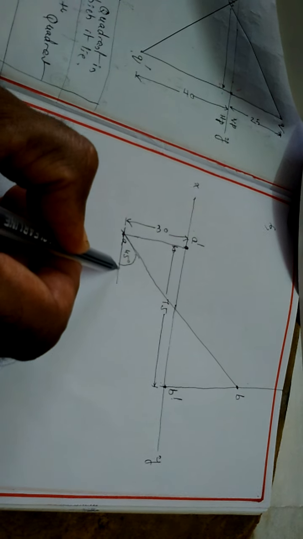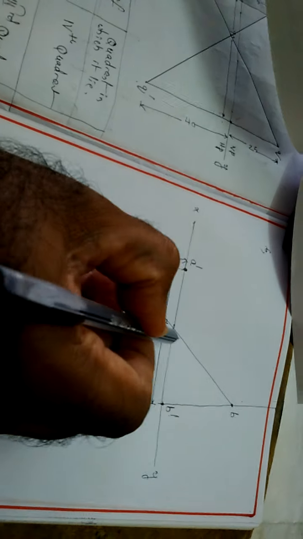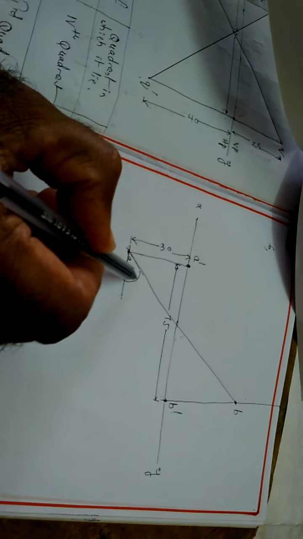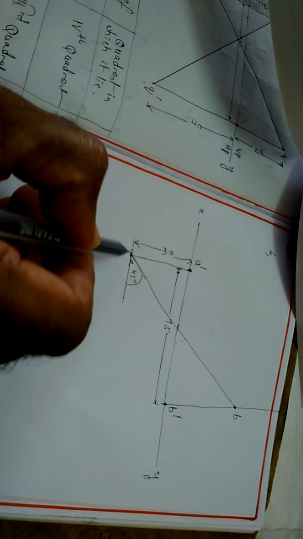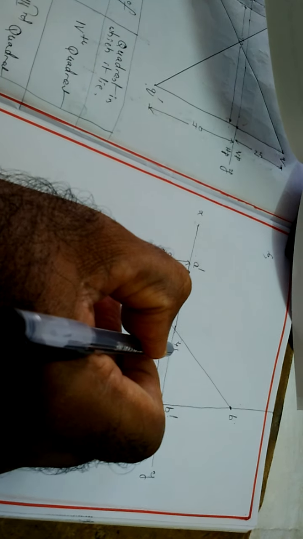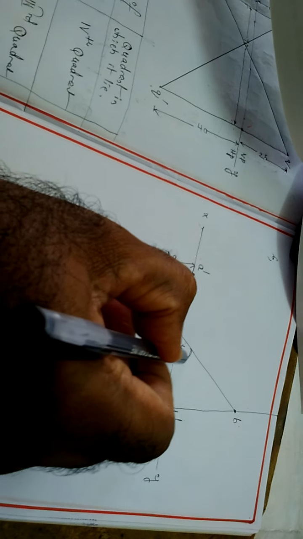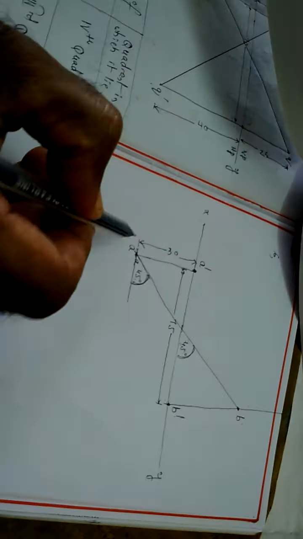Remember that at A you just draw the small line. Why? Because this is parallel to the XY line. An angle of 45 here means the same angle occurs here also. So at A you make an angle of 45 degrees. Why? Because this is the top view and this is the top view. The line joining their top views makes an angle of 45 with XY. Both angles are symmetrical, that's why this is 45.